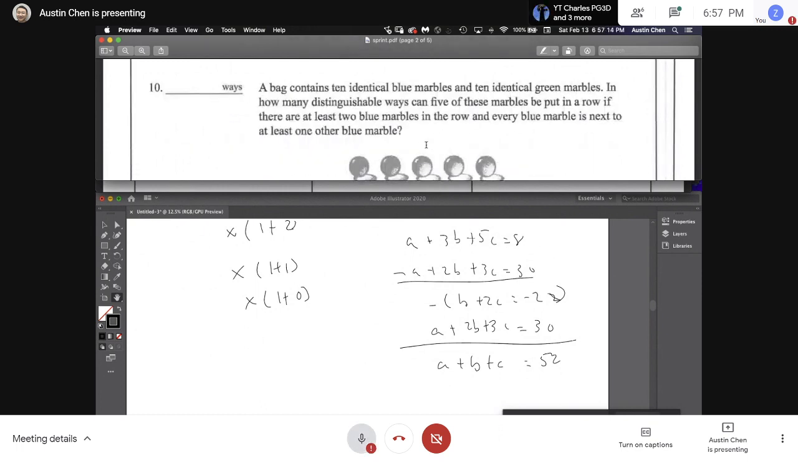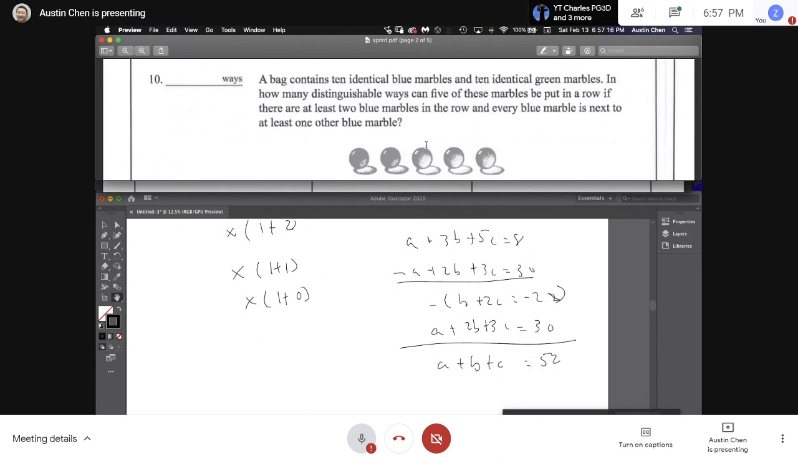Okay, a bag contains 10 identical blue marbles and 10 identical green marbles. In how many distinguishable ways can 5 of these marbles be put in a row if there are at least 2 blue marbles in the row and every blue marble is next to at least one other blue marble?